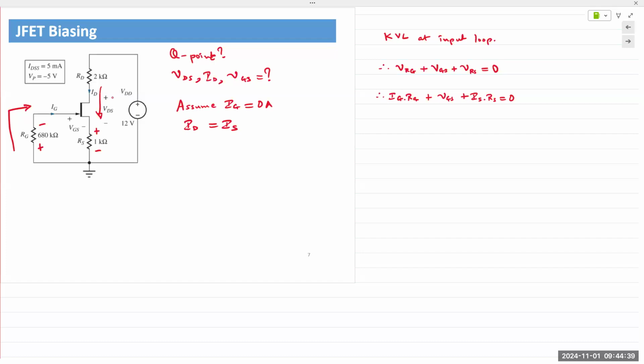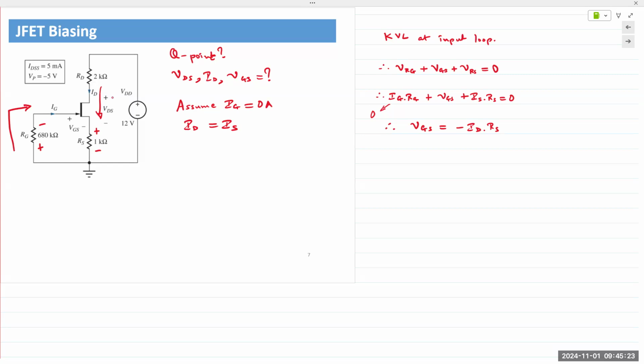So we can plug those in here, and we can write VGS is minus ID times RS. IG is 0, so that term is eliminated. VGS is then simply IS times RS. We take it on the other side, we get minus IS times RS, and we substitute ID in place of IS. So now what do we do? It's two unknowns in this case, right? VGS and ID.